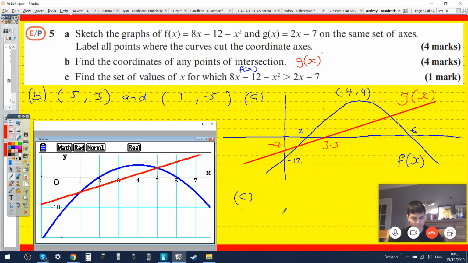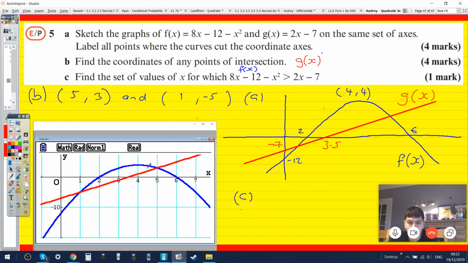So when is the blue curve greater than the red line? Will it be like 5 is greater than 3 or something? Or just by looking at it, where is the curve greater than the line? At 4, 4. Yeah. And so where does it start being above it? Where does it stop being above it?